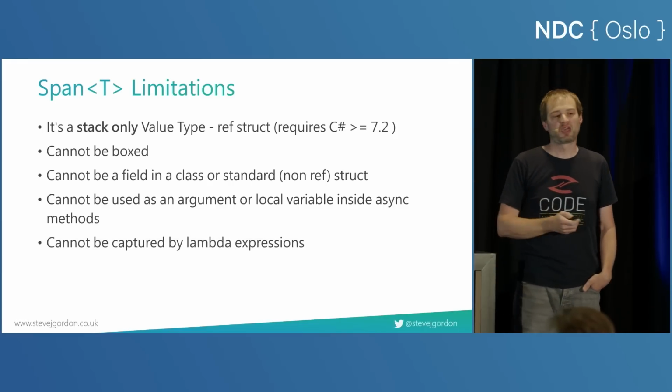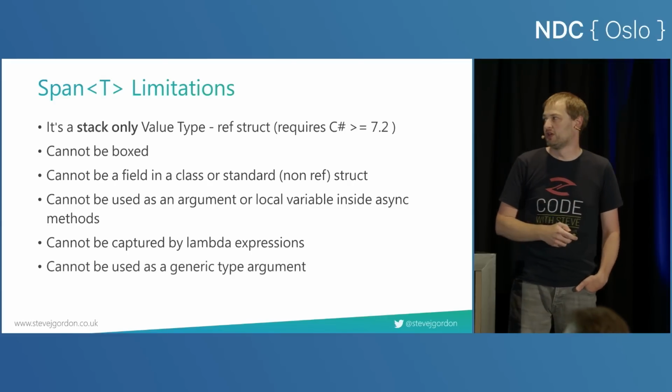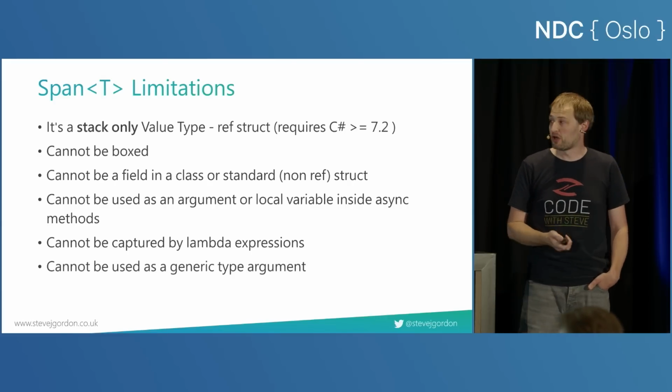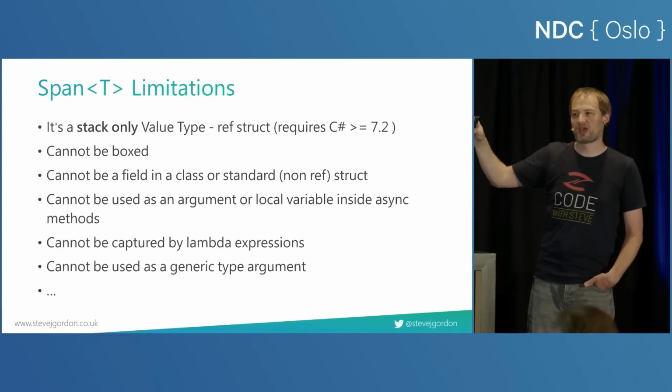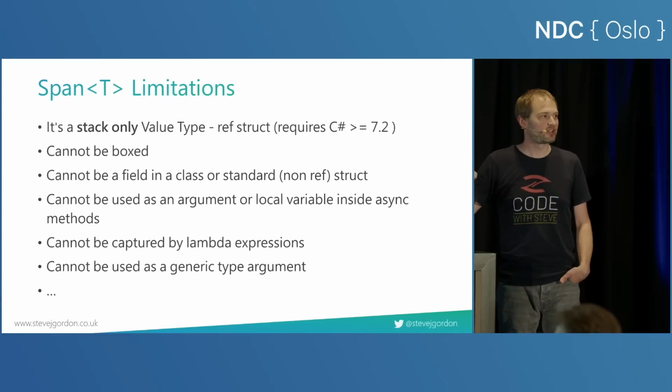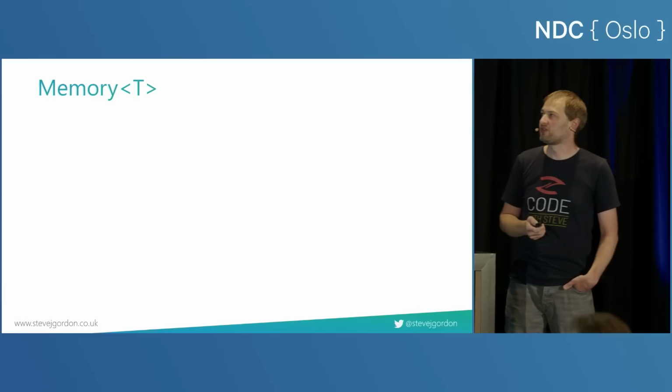For a similar reason, it can't be captured inside a lambda expression because of the closure types that get generated. It can't be used as a generic type argument, and there's more. So at this point, you're probably thinking, well, hang on, this is really limited. Where can I actually use this thing? But in most places you can work around most of these.